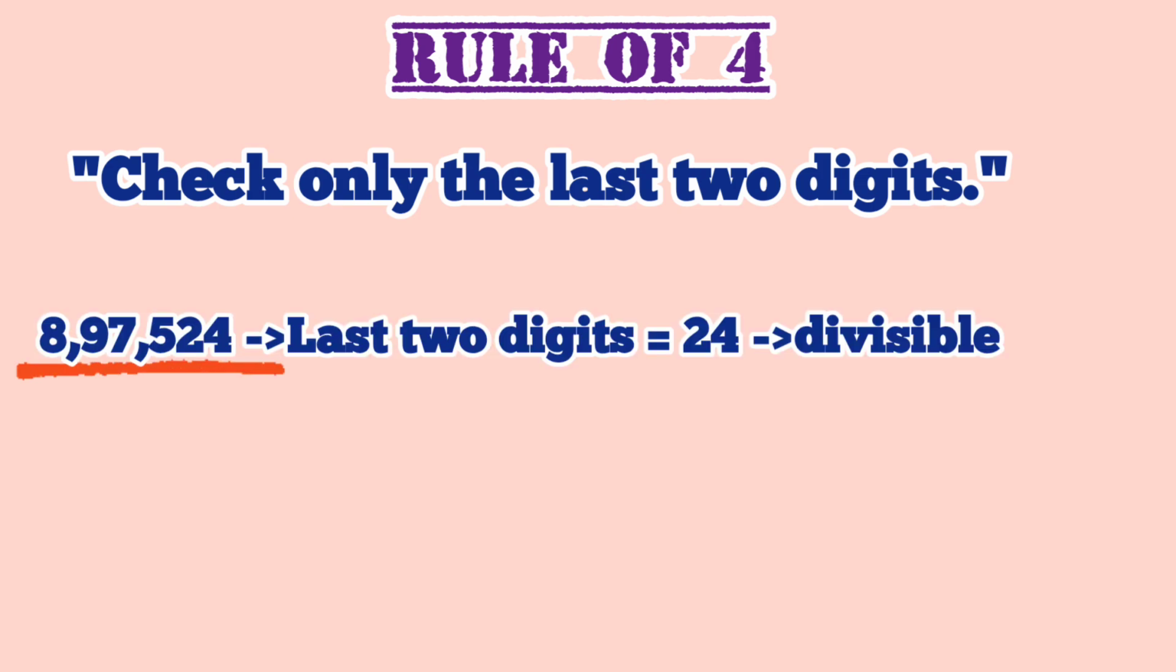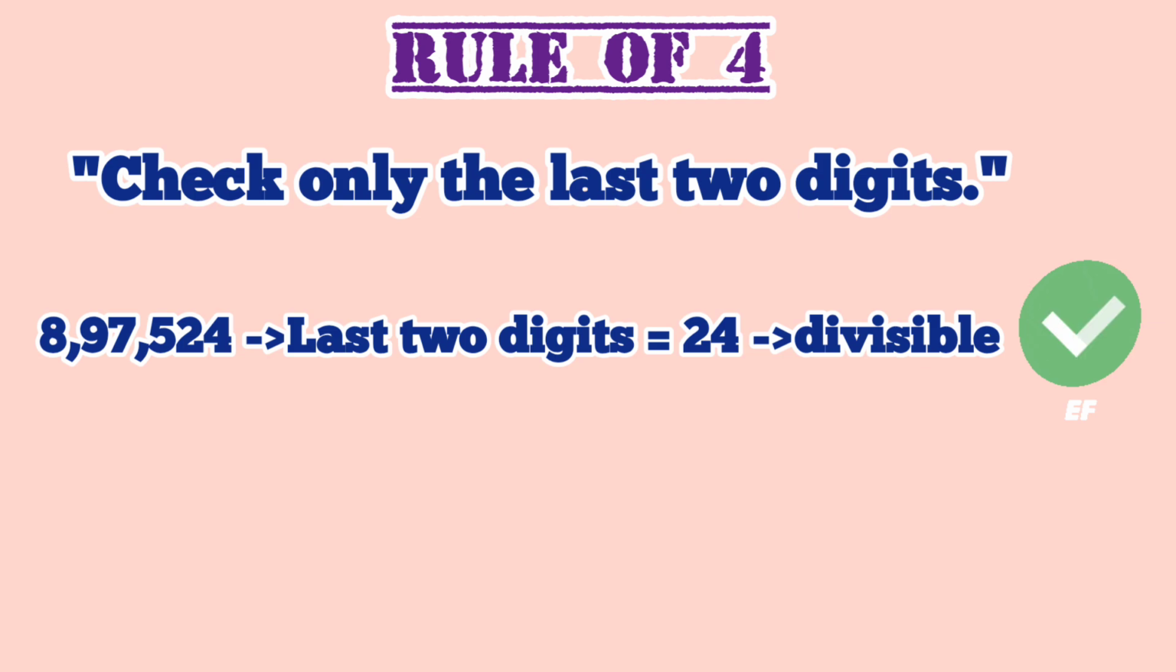Let us take the example 8,97,524. Look at the last 2 numbers, 2, 4. 24. That is, you have to see only the ones place and tens place. Here the ones place is 4 and the tens place is 2. Last 2 digits 24. 24 is divisible by 4. So, the whole number is divisible by 4.